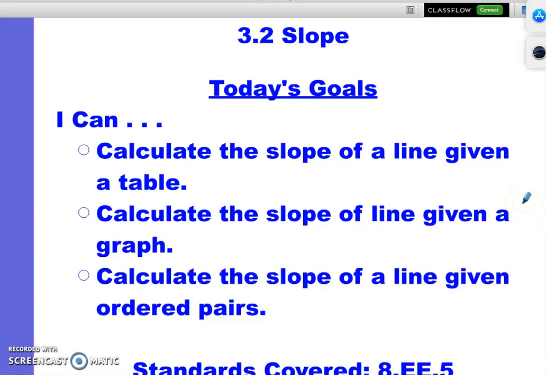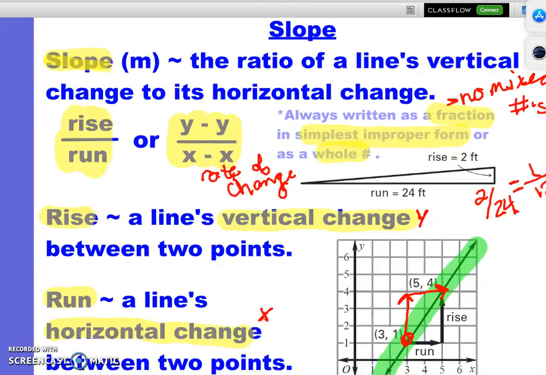Good morning. We're going to be talking about slope. This is day 1. So 3.2 slope, I can calculate the slope of a given line given a table, a graph, and ordered pairs. Today we're going to mainly be talking about or describing the 4 different types of slope and then also finding it from a table.